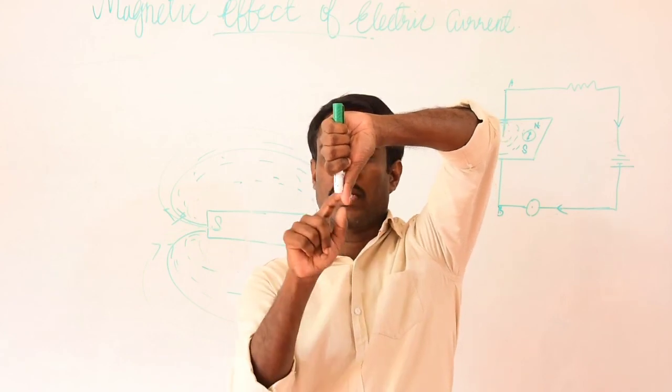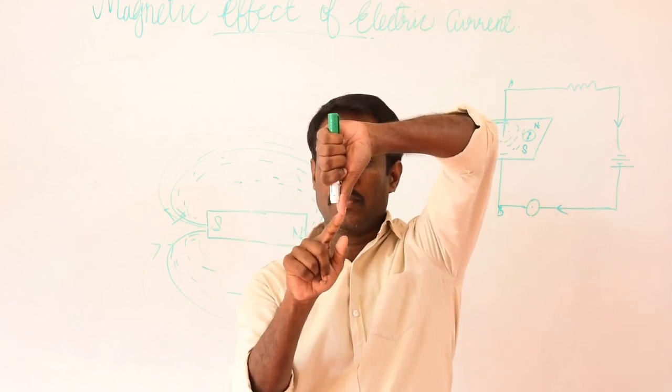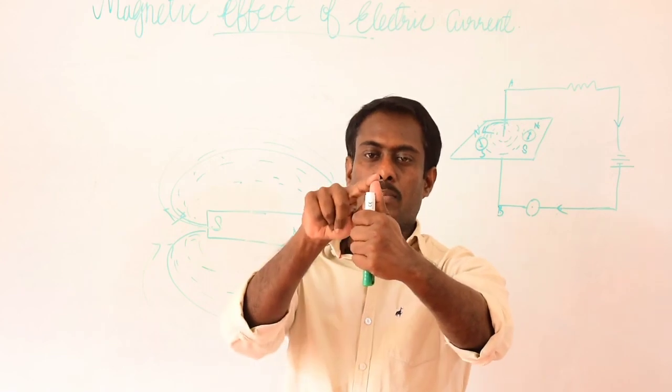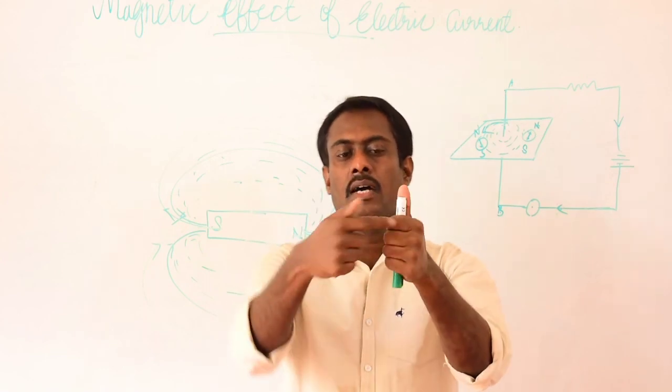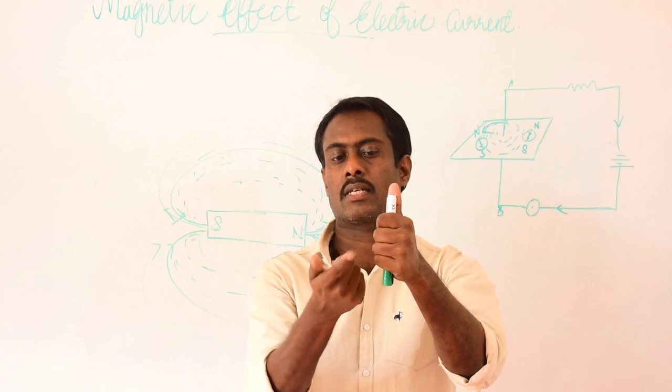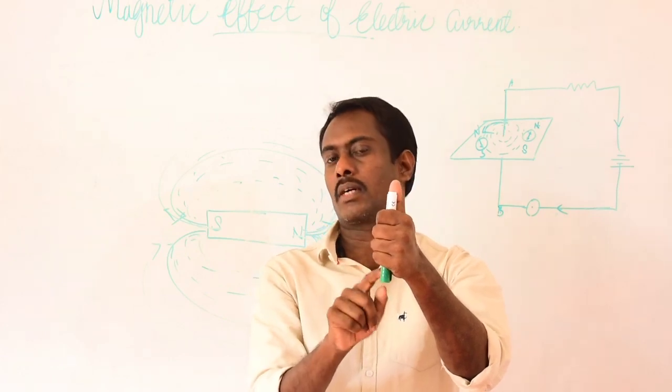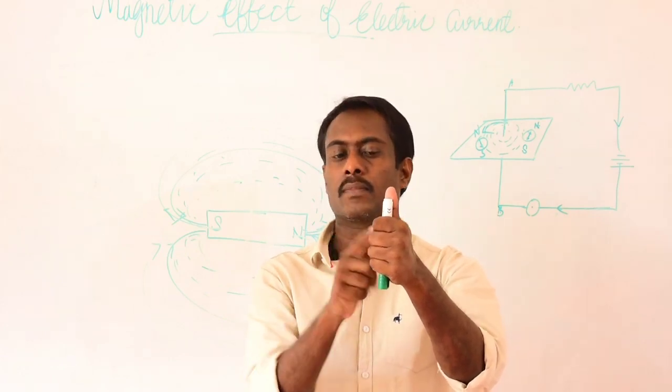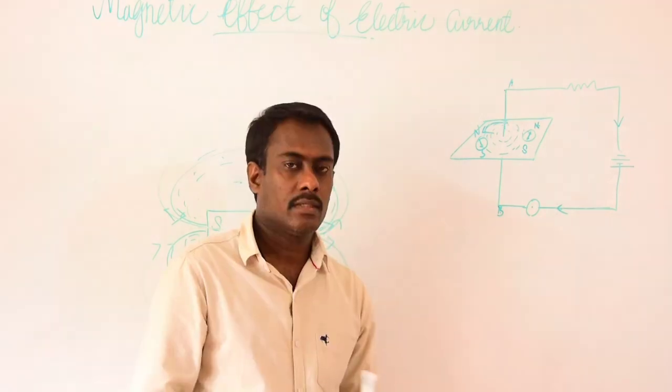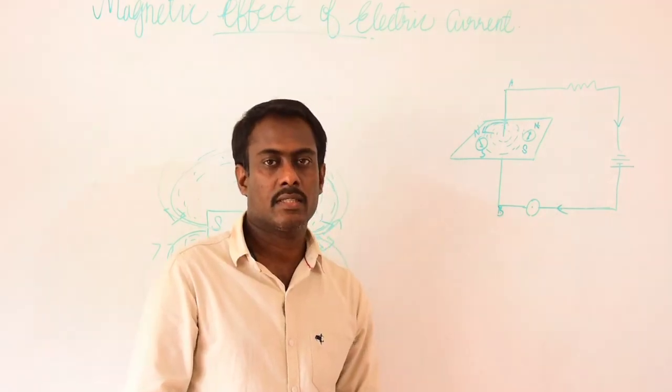So the direction of the thumb gives the direction of the electric current, and the fingers circling around the conductor give the direction of the magnetic field line. This rule is known as the right hand thumb rule.